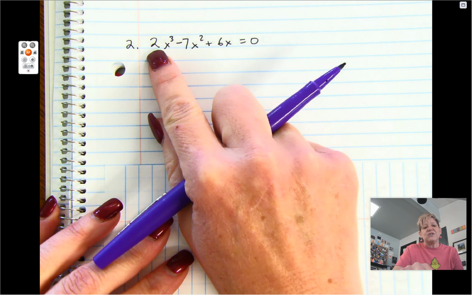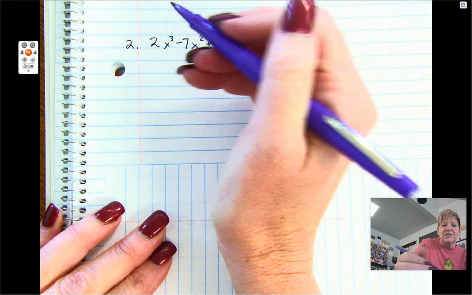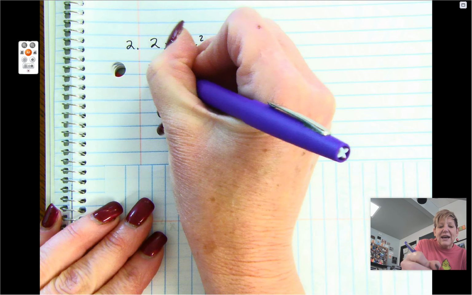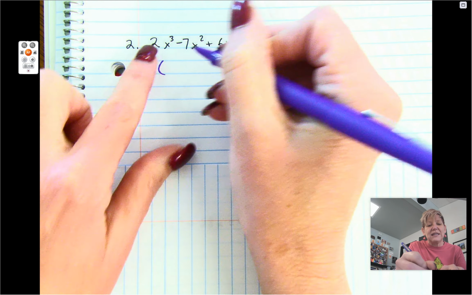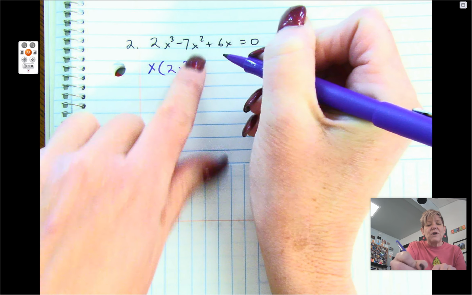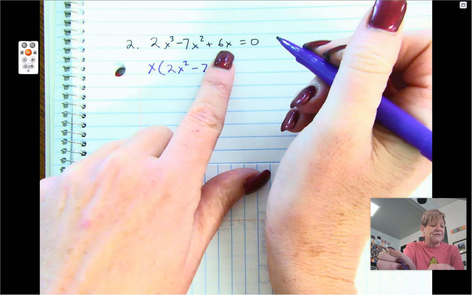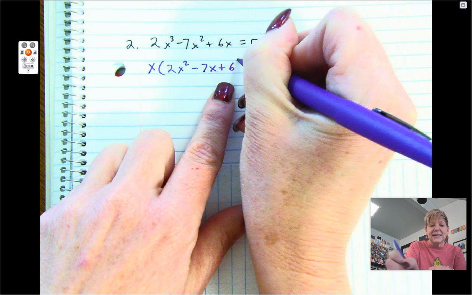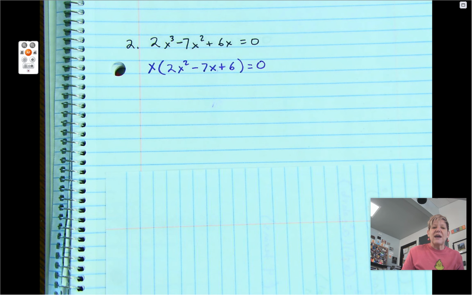Well, 2 goes into 2, but it doesn't go into 7. But notice that they all have an x. So we are going to factor out an x. And that is going to leave us with a 2x squared minus, here we'll have a 7x. And here, when we factor out our x or divide out our x, we'll have a plus 6 equals 0. So we factored out our x.